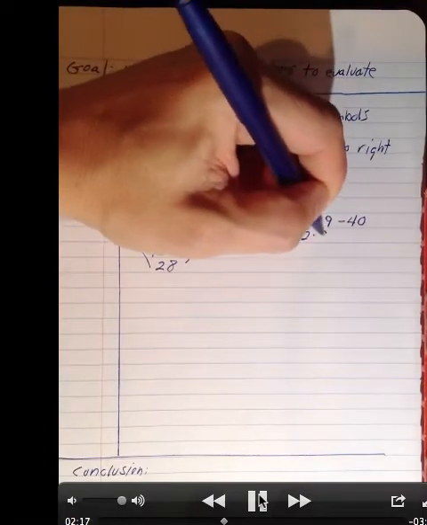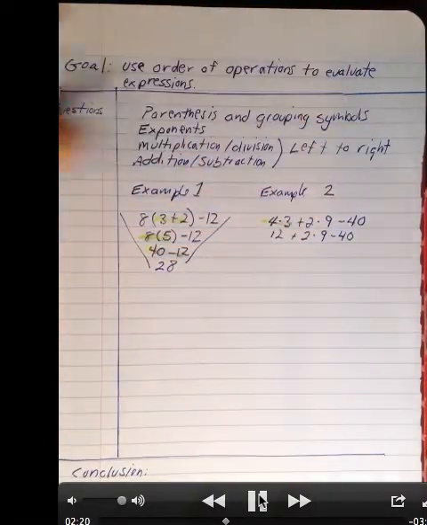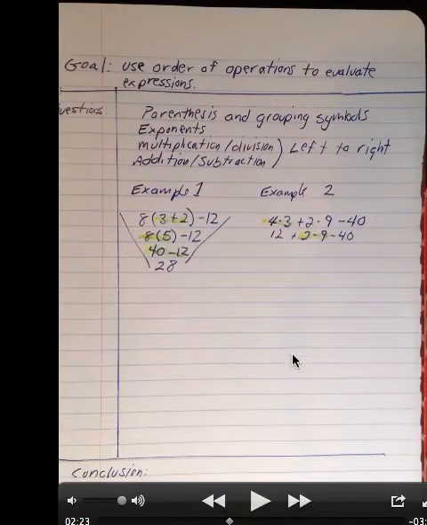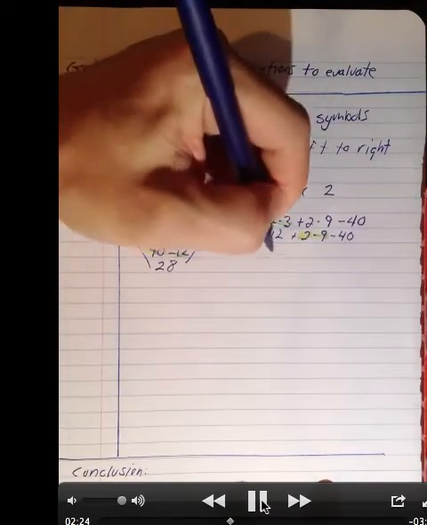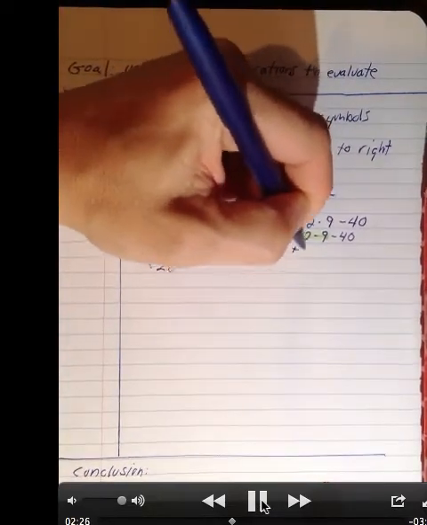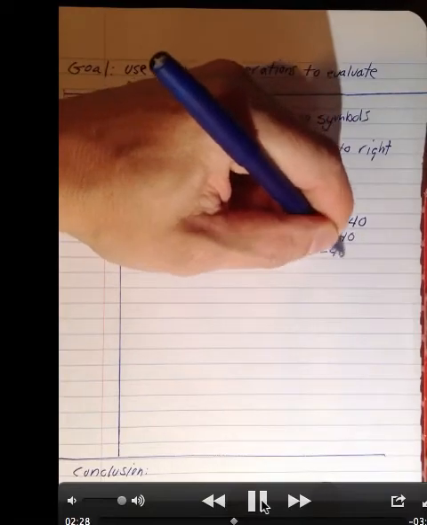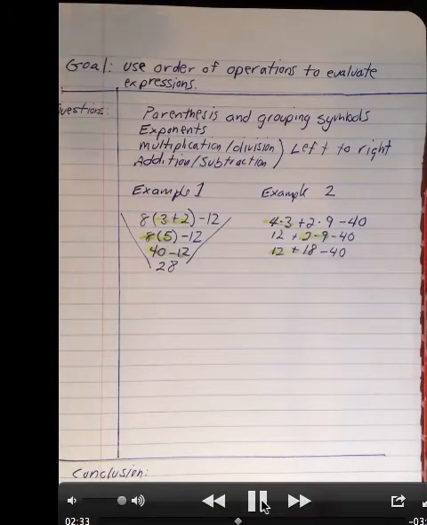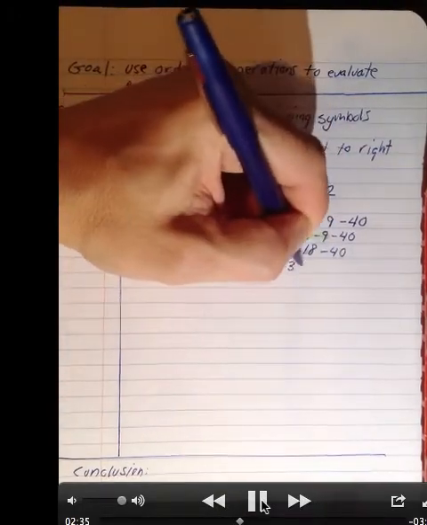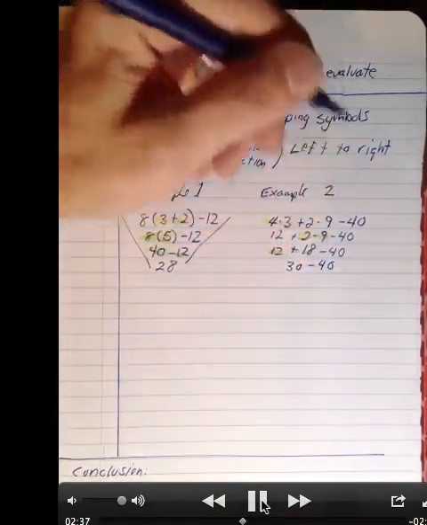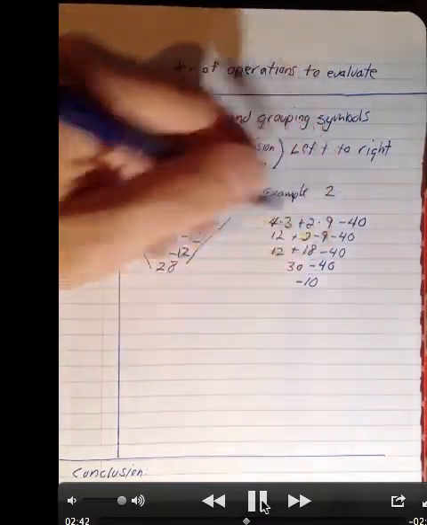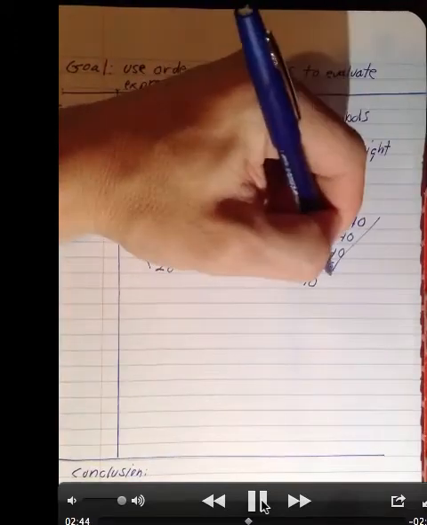I do 4 times 3 is 12. Copy everything else down exactly the same. Then I'm still looking left to right for multiplication division. I see some more multiplication. Copy everything else down except for I carry out the one operation that I am highlighting. Now I'm going to do addition left to right. And then I do it one more time. 30 minus 40 is negative 10.